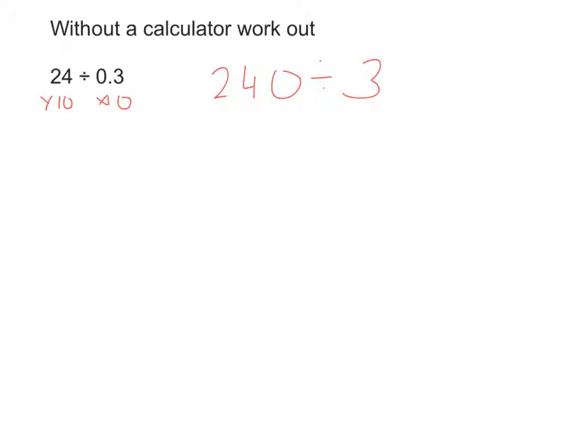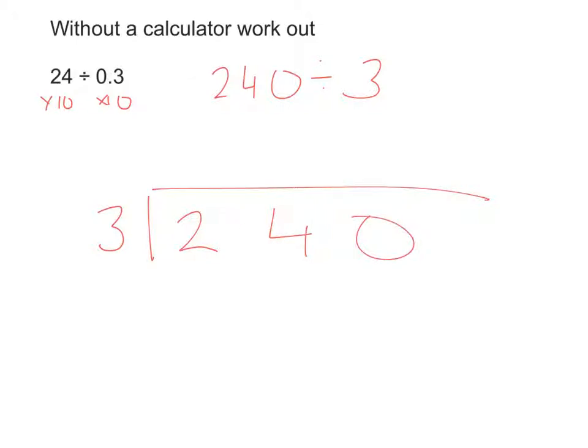If you don't know that in your head, you can use the bus stop method. That's 3 into 240. How many 3s go into 2? Well, that's none, carry the 2 over. How many 3s go into 24? Well, that's 8 with no remainder. And how many 3s in 0? 0. So my answer is 80.